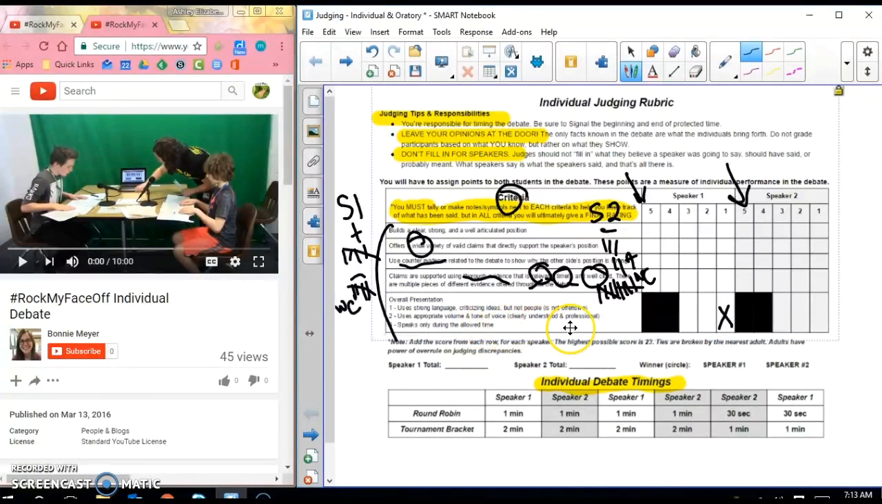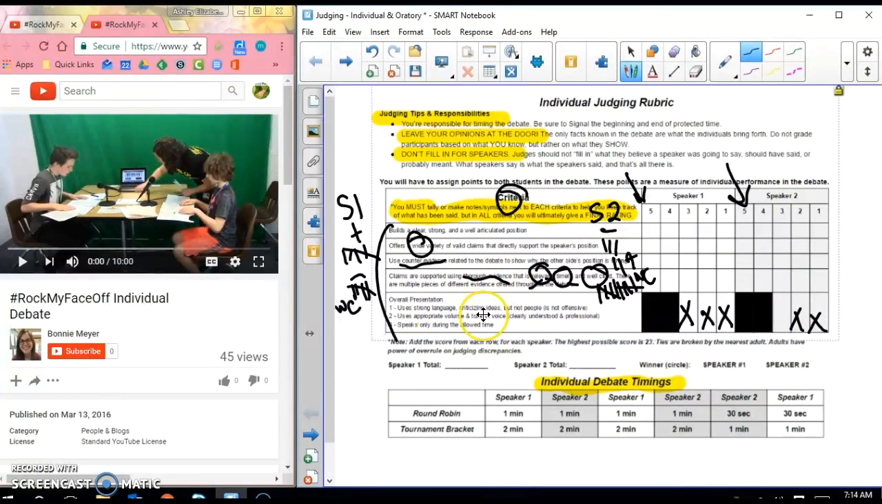Did they use appropriate volume and tone of voice? Yeah, they did that really well. Did they speak only during their allotted time? Yeah, they did really well. So it's possible that both people could get a 3 out of 3 here, or if one of the speakers speaks longer than their minute or 30 seconds, maybe you take that off. Either way, you just want to be paying attention to that.